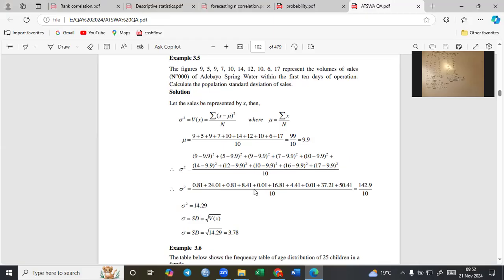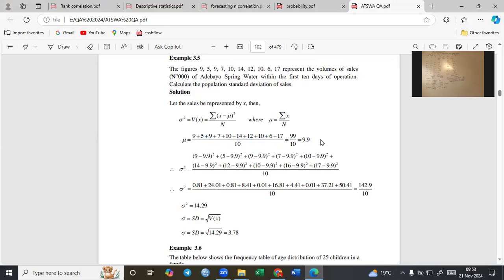Now, mu, as we said, is the mean. Mu, which is our mean, is equal to summation of x over the total number of items. So if you add all the figures above, 9 plus 5 plus 9 plus 10 plus 15 plus 10 plus 6 plus 17, you divide by the total number of items, which you count: 1, 2, 3, 4, 5, 6, 7, 8, 9, which is 10. Now in that case, you will get the mu, which is the mean, which is 9.